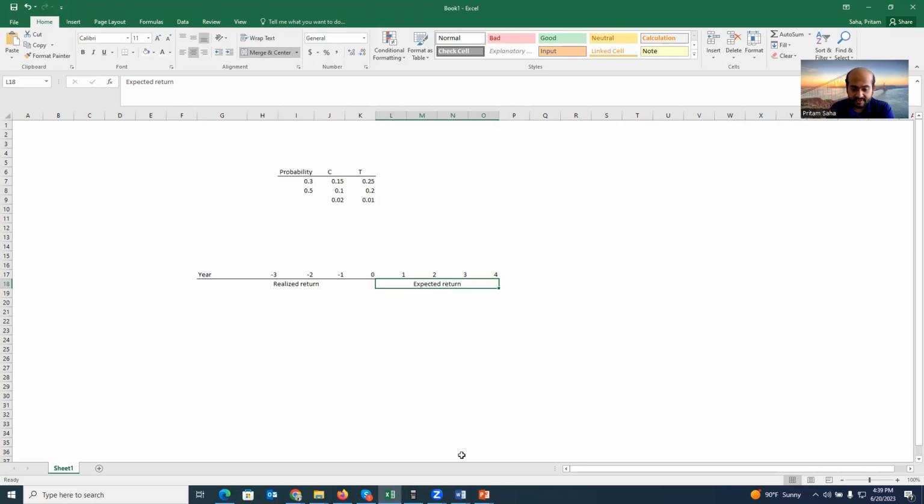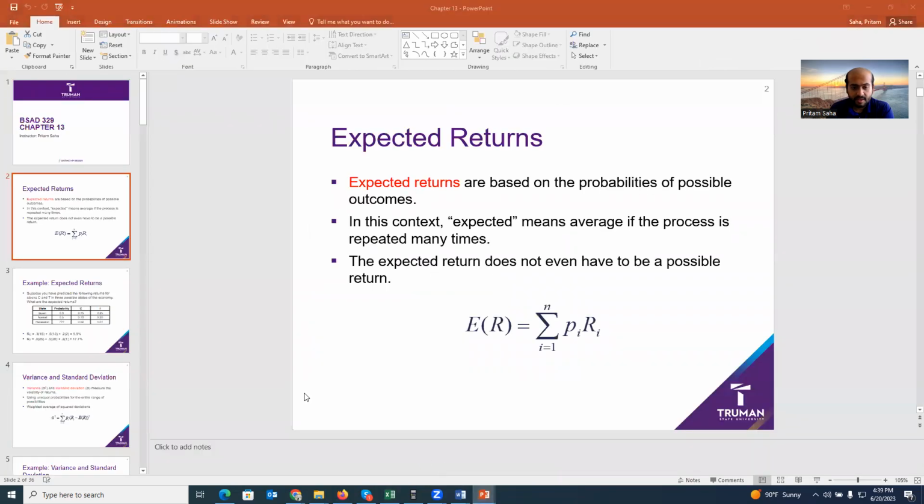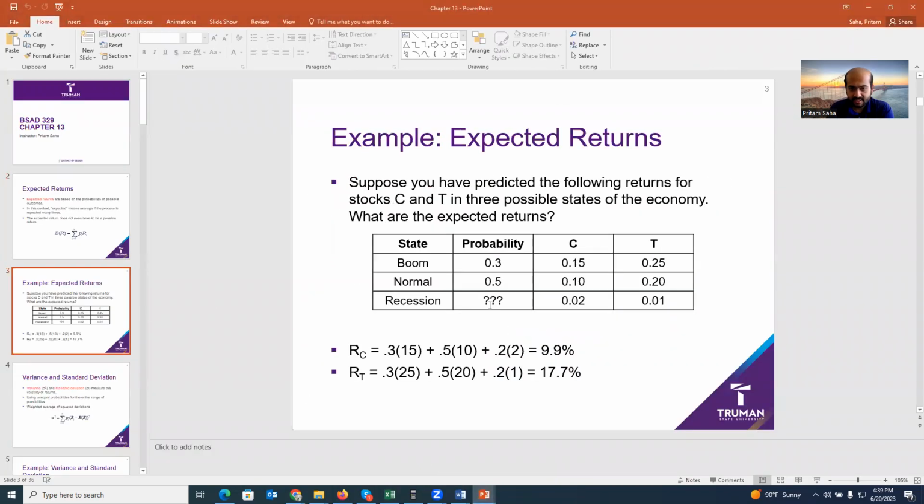So in that case, we can say that this is the probability of boom, which is above average growth, 0.3 or 30%, normal 0.5 or 50%, recession, we don't know.